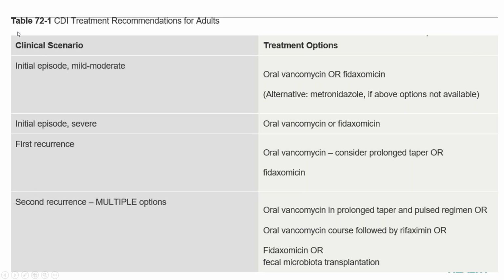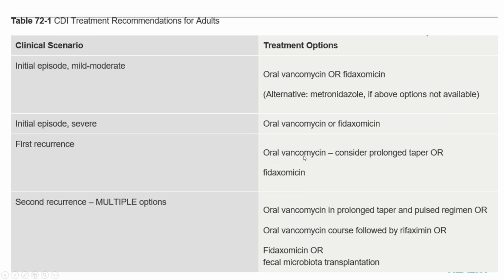I know there are going to be a lot of different recommendations for treatment, but when you're preparing for this exam, it's really important that you stick as much as you can to the APIC text, because this is where the information for your exam is coming from. So for an initial episode, mild to moderate, you're going to do oral vanco or this one right here. Your alternative would be metronidazole if the options above are not available. If the initial episode is severe, you would do oral vancomycin or fidaxomicin.